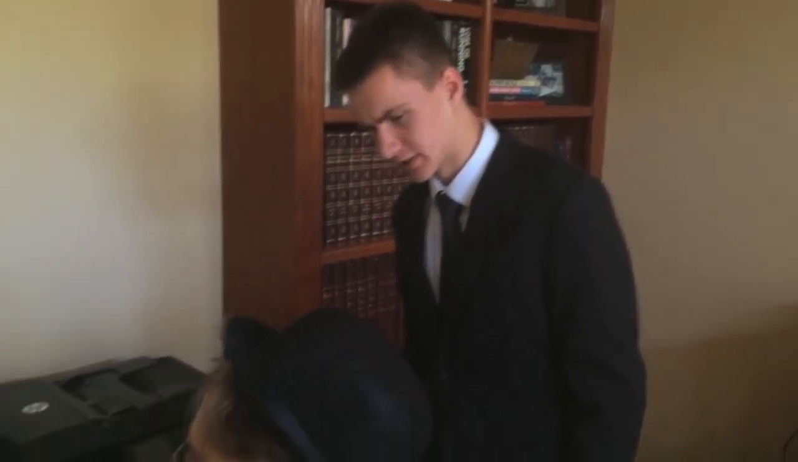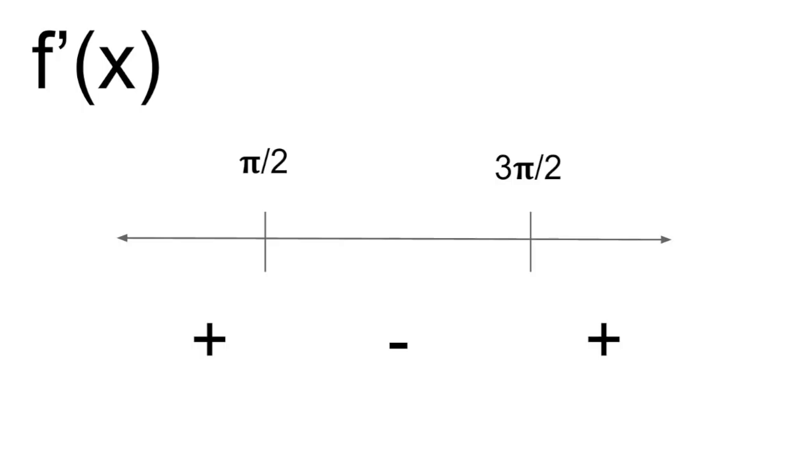What does this mean? These are critical points. Critical points. Perfect candidates for relative maxes and mins. How do we know which one it is? If these are the critical points, or where the derivative equals 0, points pi over 2 and 3 pi over 2 are either relative minimums or relative maximums.